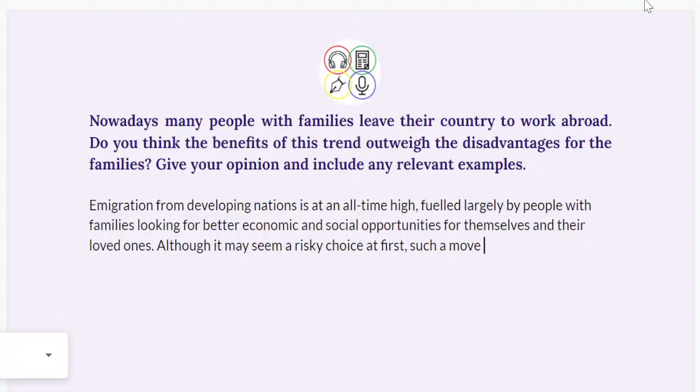I mean, you might think, well, that's a big decision to make, right? Like just deciding to go live someplace else or just kind of uprooting yourself. And that makes sense. It's definitely a huge decision not to be taken lightly. But I think it's largely, I mean, people wouldn't be doing it if it wasn't beneficial, right? Why would somebody take such a big risk? So although it may seem a risky choice at first, such a move offers a near endless range of benefits.